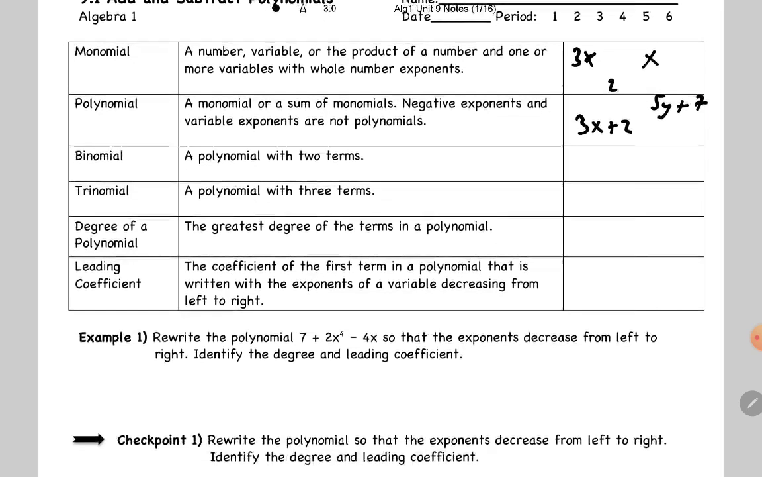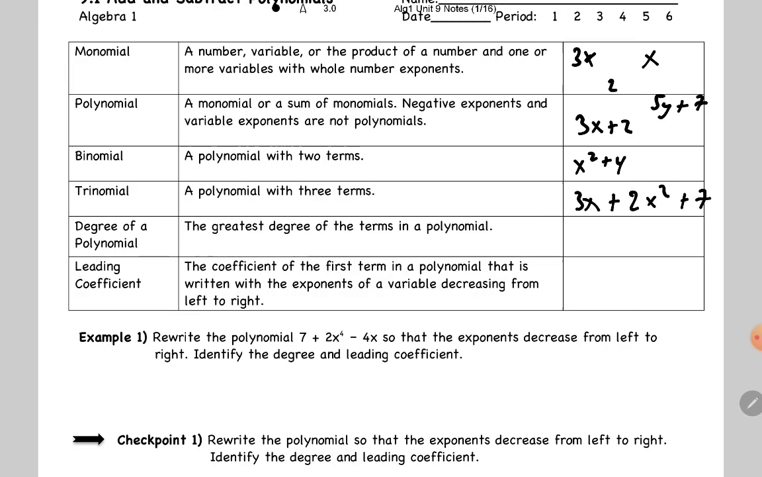A binomial, so bi means 2. A binomial is a polynomial with 2 terms. So let's say x squared plus 4. There's only 2 terms there. A trinomial is a polynomial with 3 terms. Let's say 3x plus 2x squared plus 7. It has 3 terms.